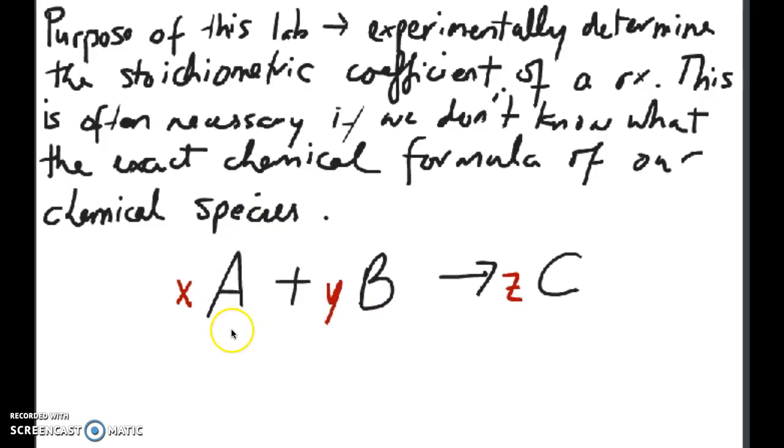So an example would be like this. Let's say you're given A plus B and we know it forms C. What would be the coefficient of A, B, and C in this case if we don't really know the formulas of A, B, and C?